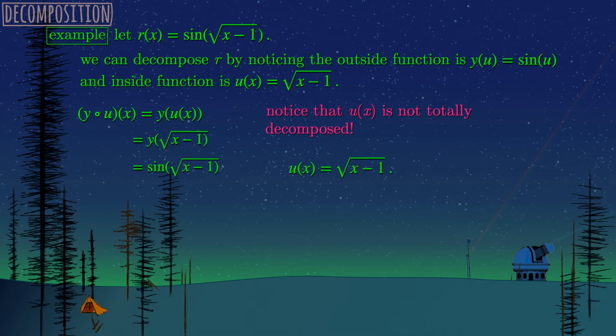So let's look at u of x. We're going to break this down now so that we have y1 of v, which is the square root of v, and then u1 of x is x minus 1. So if we compose those two functions, that's how we end up with u.